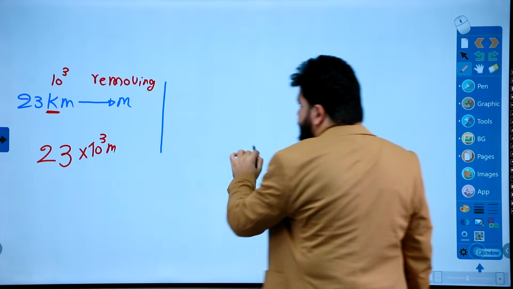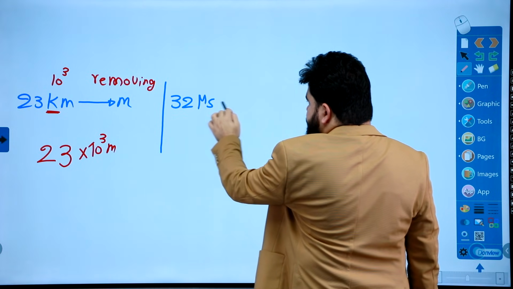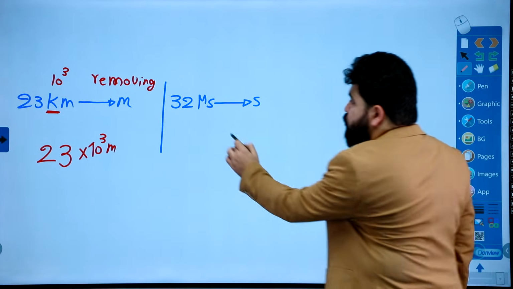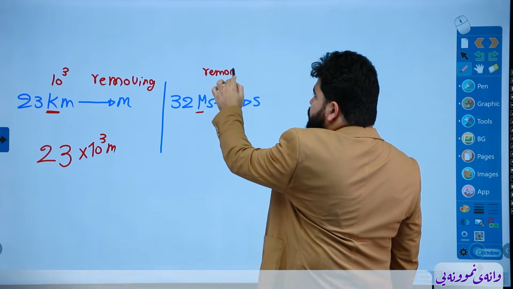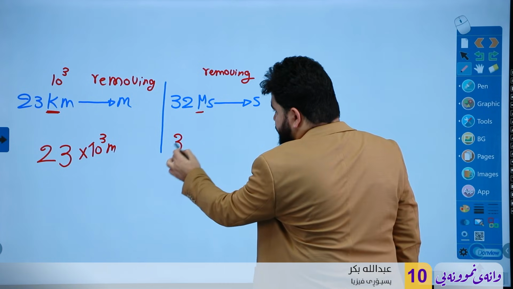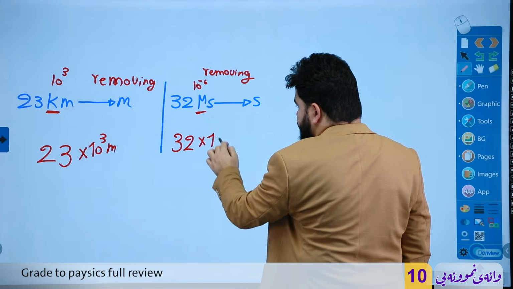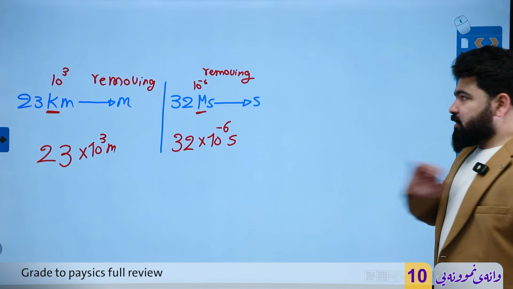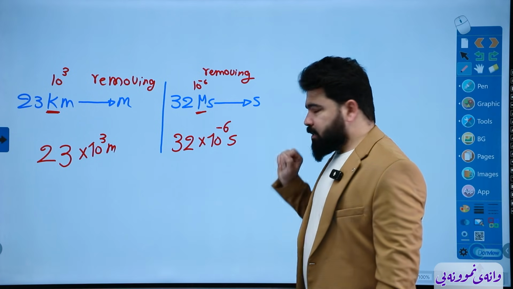Let's take another example. Let's say this time you have 32 microseconds. You are changing this to what? To seconds. So you want micro to go, so you are removing micro. You want seconds alone. So what are you going to do? Just write 32 times micro, which is 10 to the power of negative 6. So multiply by 10 to the power of negative 6. Don't forget the final unit. And this is true for all the others. If you remove the prefix, instead of it, add powers of 10.